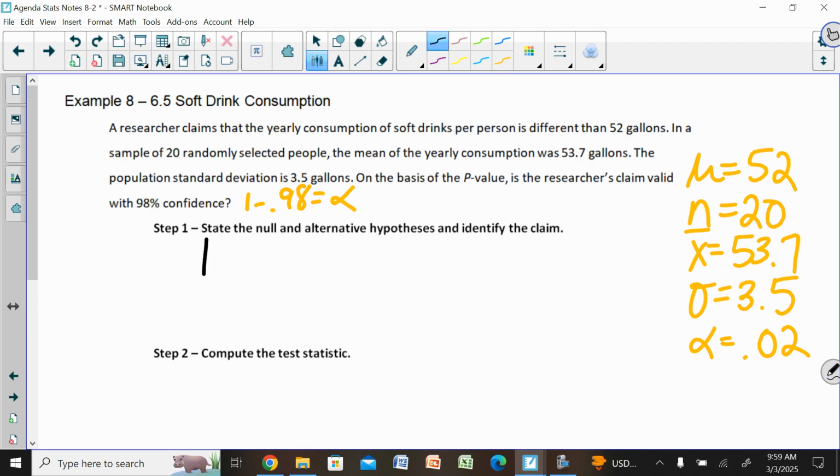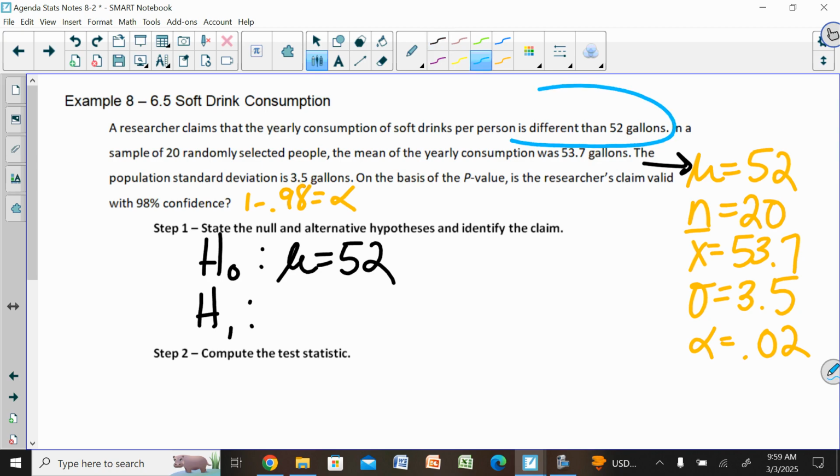So let's jot down our hypotheses and identify the claim. I already have mu equals 52, and it just says that it is different. So that tells me it's going to be a two-tailed. It also tells me that that's the claim, right? The researcher claims that it is different. So mu is not equal to 52, which is our claim.